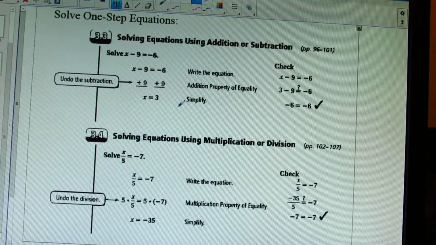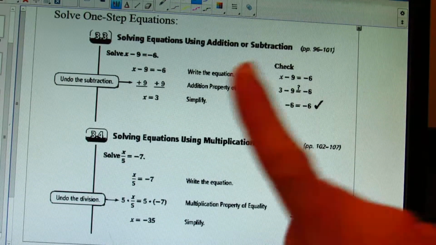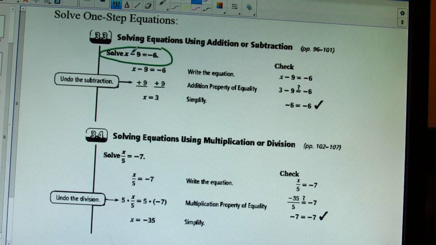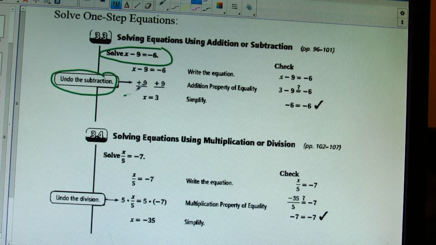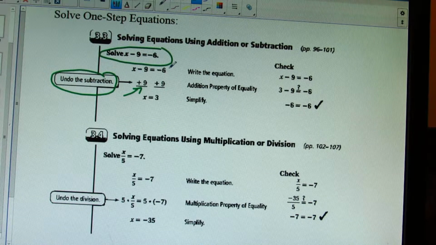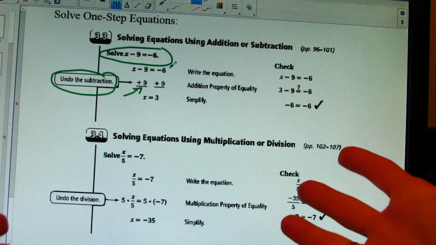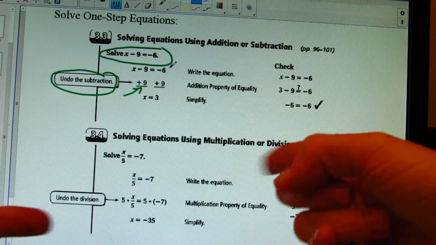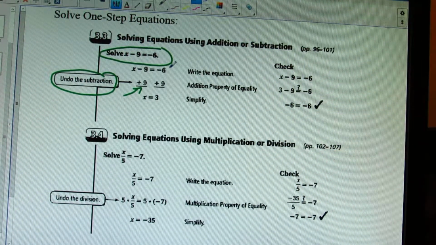Okay? On to solving. We're solving one-step equations, just one step. Again, look at the operation that's happening in the original problem. This one is a subtraction question. X minus 9 is equal to -6. In order to undo the subtraction, you have to add. When the problem involves adding, you have to, that's right, subtract.